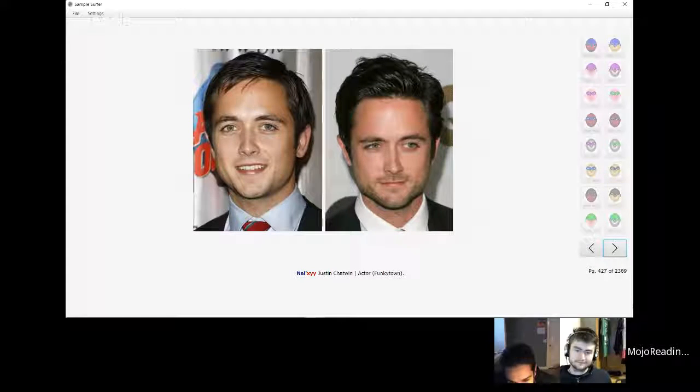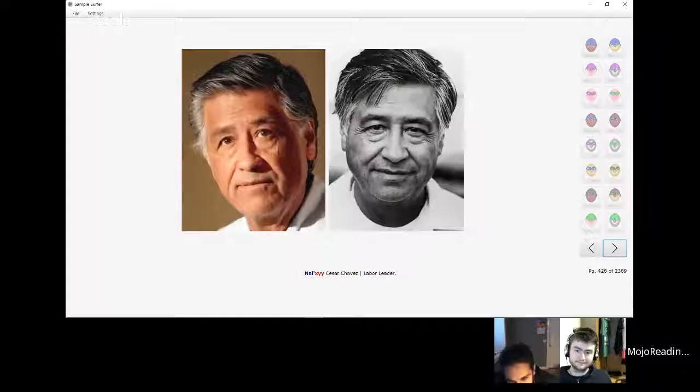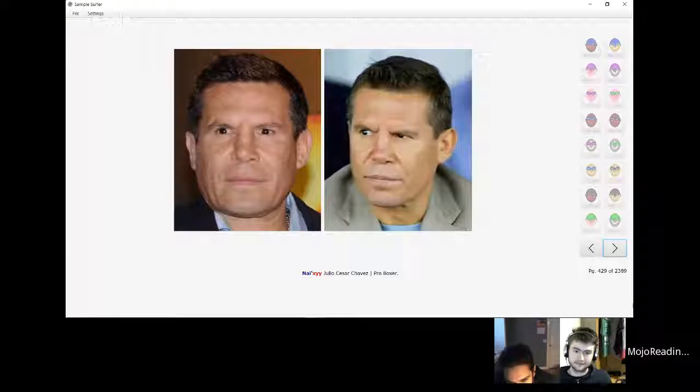Naiji Justin Chatwin. Naiji Cesar Chavez. Naiji Julio Cesar Chavez. Yeah, he has such a broad face. It's like I'm going to look at him anyway. His eyes are kind of heavy too. Yeah.